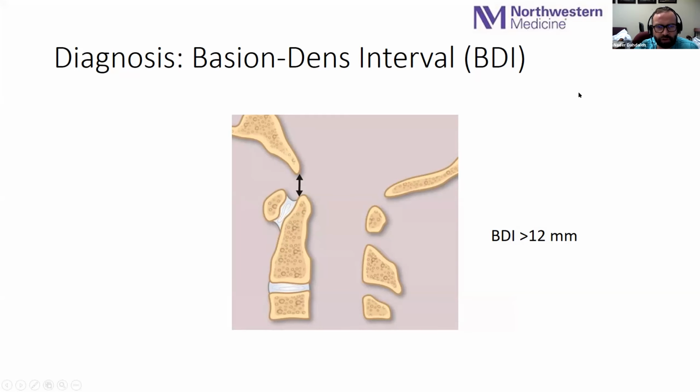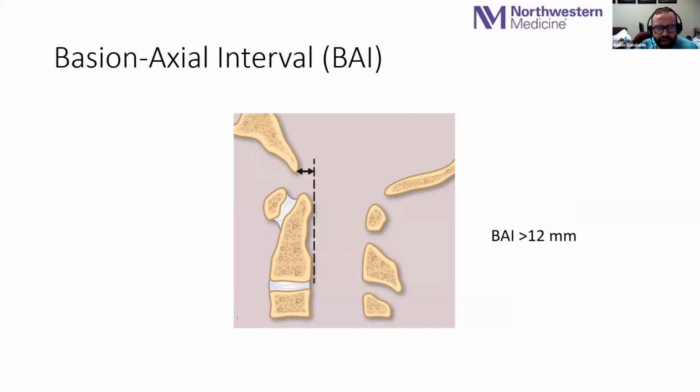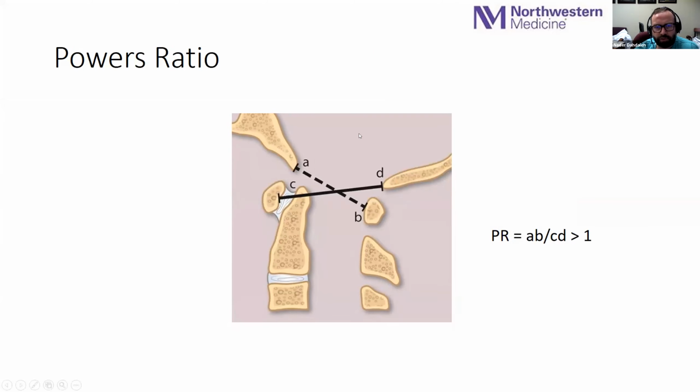Most of it is historical, because most of these parameters are either not sensitive enough or not specific enough, but let's go over them really quick. This is the BDI, basion dens interval, more than 12 millimeters, then you have AOD. This is the BAI, basion axial interval, from the basion to the posterior axial line, more than 12 millimeters, you have AOD. That's the Powers ratio, basion to posterior arch of C1, over anterior arch of C1 to the opisthion.